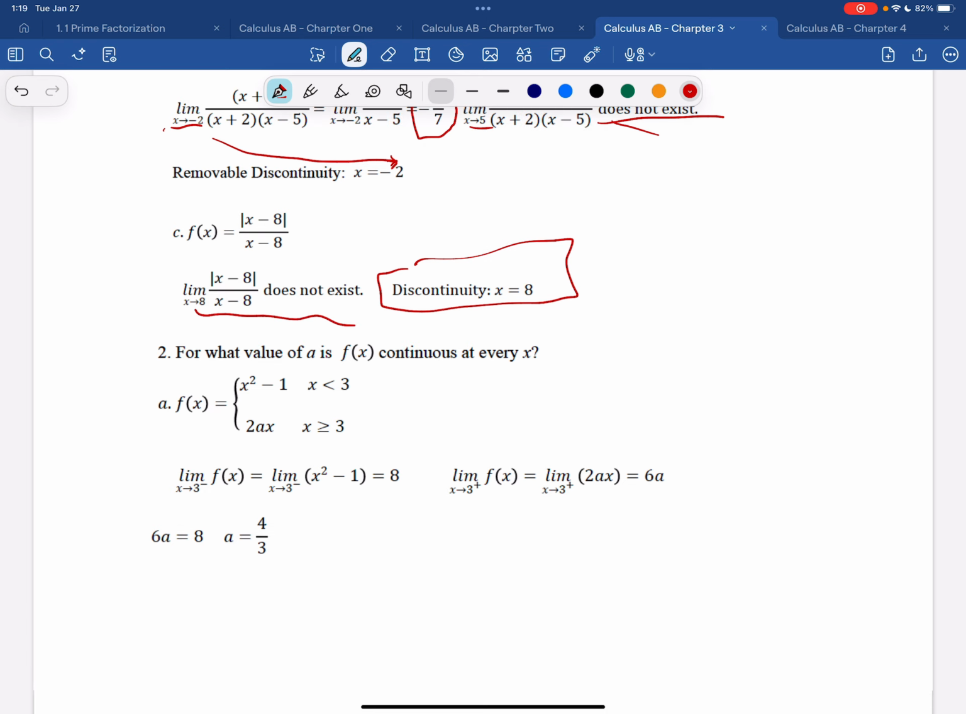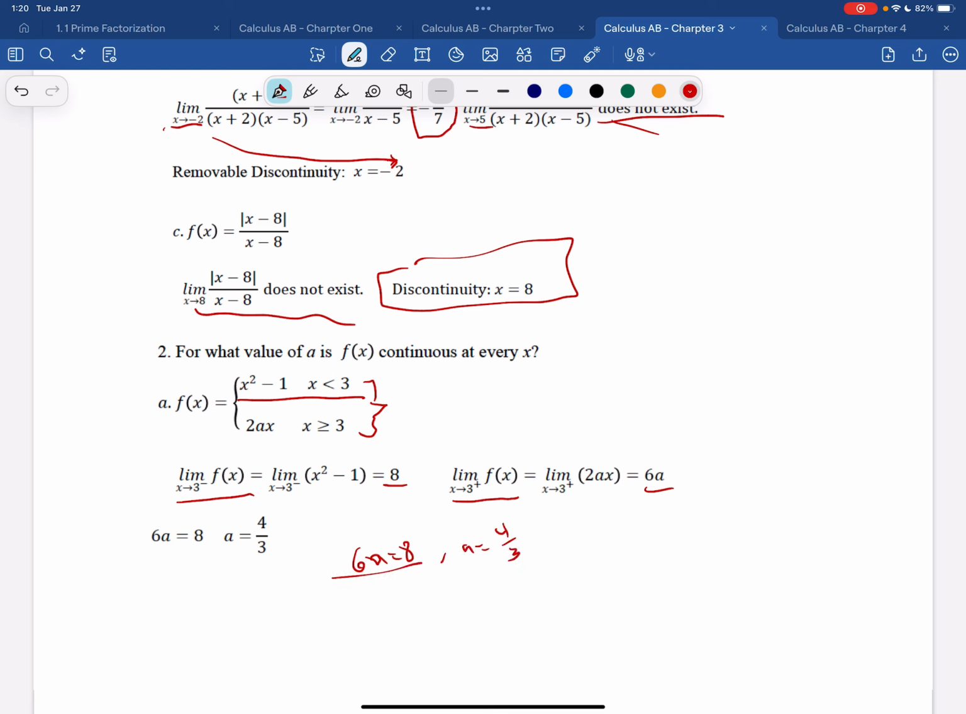Finally, just an easy question here. A piecewise function is asking what value of a makes f continuous at every x. This is just an application of continuity. Remember the definition of continuity: the left-hand and right-hand limits have to be equal. Here, the left-hand limit is x squared minus 1, which equals 8, and the right-hand limit is 6a. So 6a has to be equal to 8, and a equals 4 over 3. Why does 6a have to be equal to 8? Because the left-hand limit and right-hand limit must be equal.